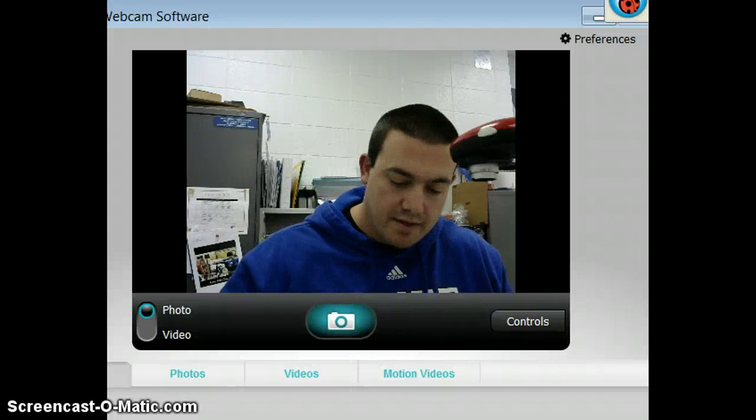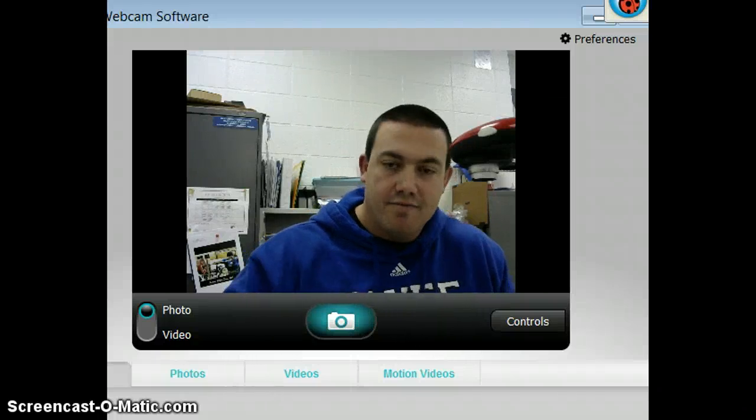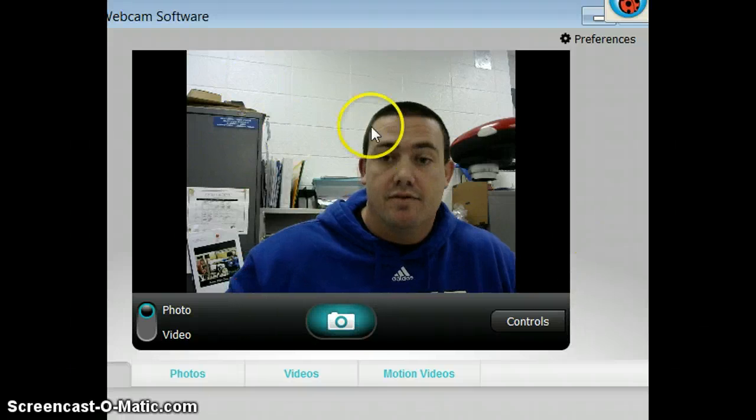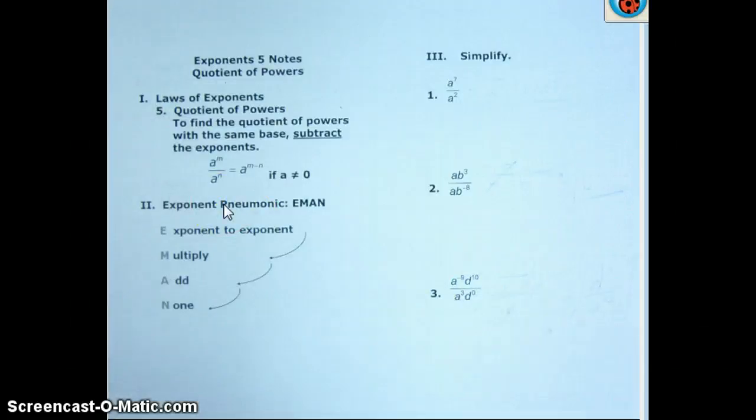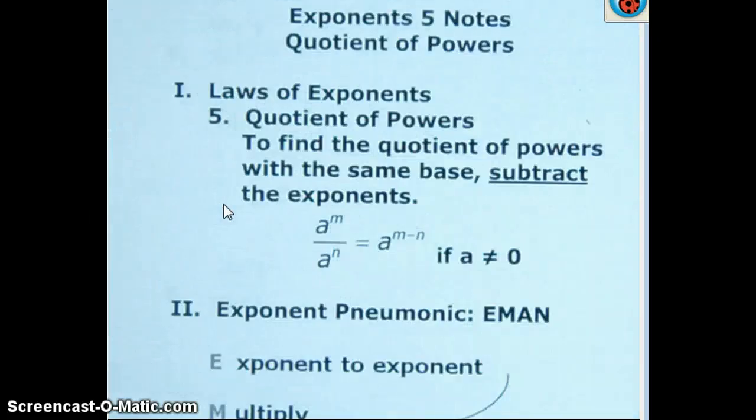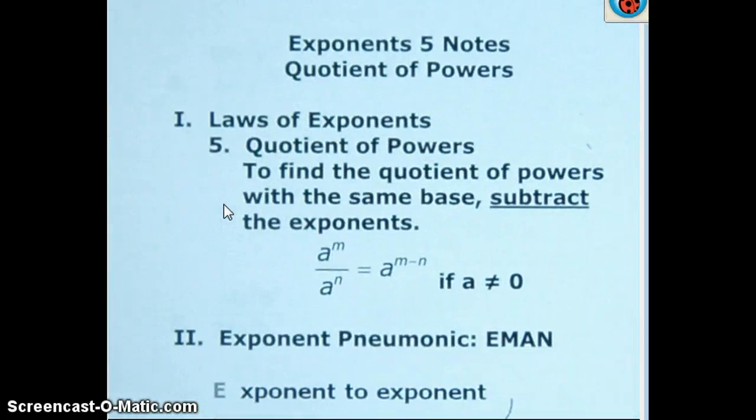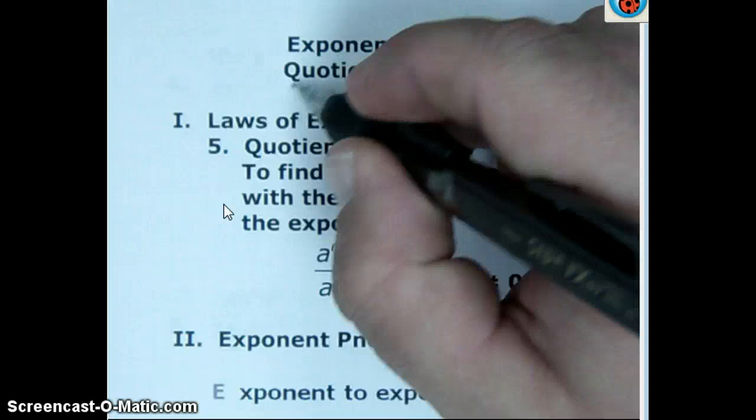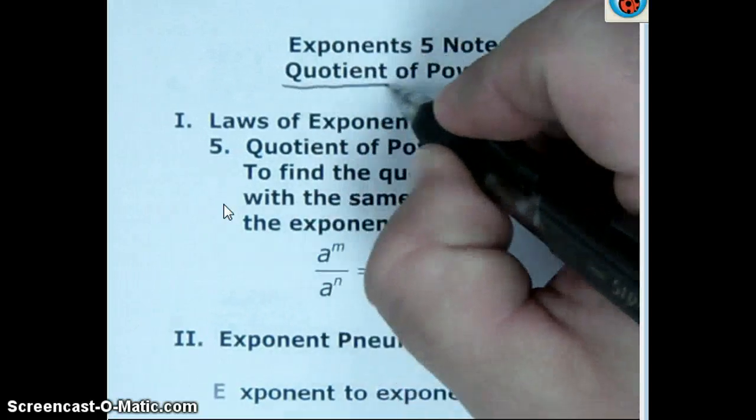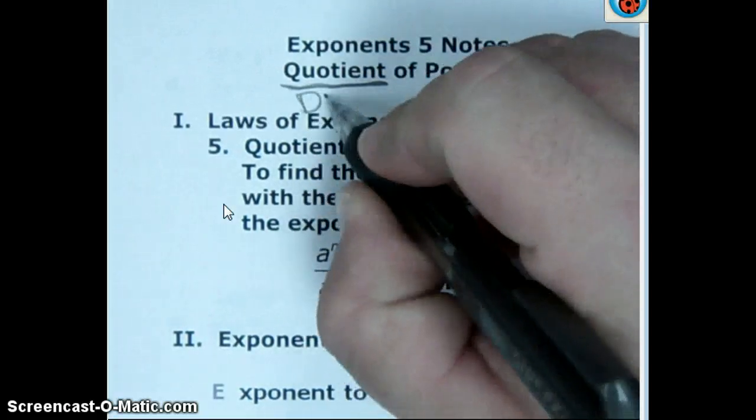Alright, the next video we're going to talk about is when you have dividing of powers. So let's take a look at the notes and see what they look like. Here's your notes for Exponents 5. Let's get it bigger so we can see it all. Exponents 5 starts off talking about the quotient of powers. Now remember, quotient is the word for divide.